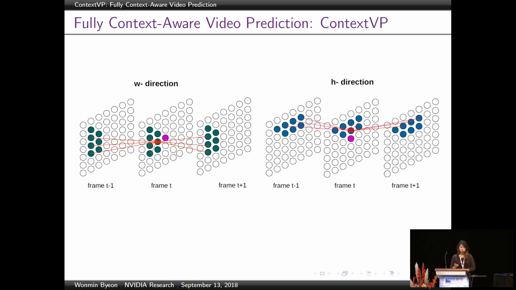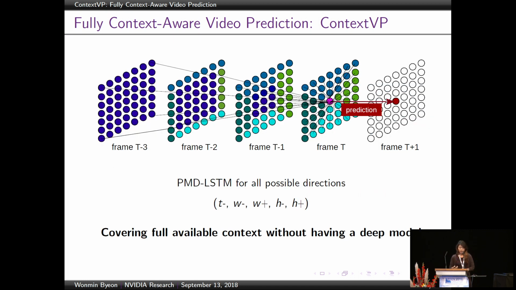These illustrations show how pixels are connected for the width minus direction and the height minus direction. And we can do the same for the opposite directions too. So in the width minus direction, the information flows from left to right, and in the height minus direction, information flows from top to bottom. If we do the opposite directions, which will be the W plus direction, that will be from right to left, and for the H plus case, it will be bottom to top. In this way, it can cover the full available context without having a deep model.